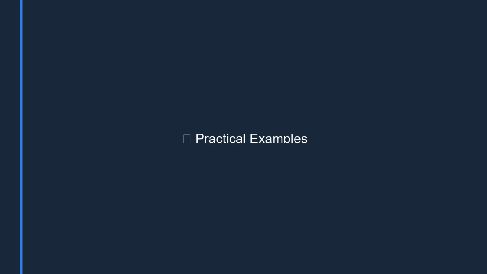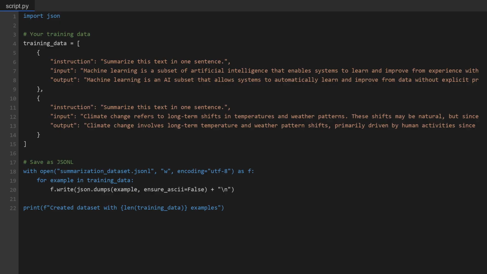Practical examples. Here's a complete Python example for building a summarization dataset. The training data is a list of dictionaries, each with instruction, input, and output fields. The instruction is always the same task, summarize the text.